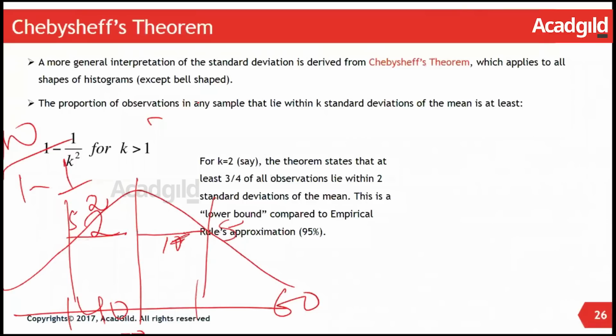In a class of 100 where the mean marks is 50 and the standard deviation is 5, 3/4 of the students will have got marks between 40 and 60. In other words, 3/4 of 100 is 75, so 75 of 100 students will have their marks between 40 and 60. That is what Chebyshev's theorem tells us, and it is extremely helpful in figuring things out about the data.